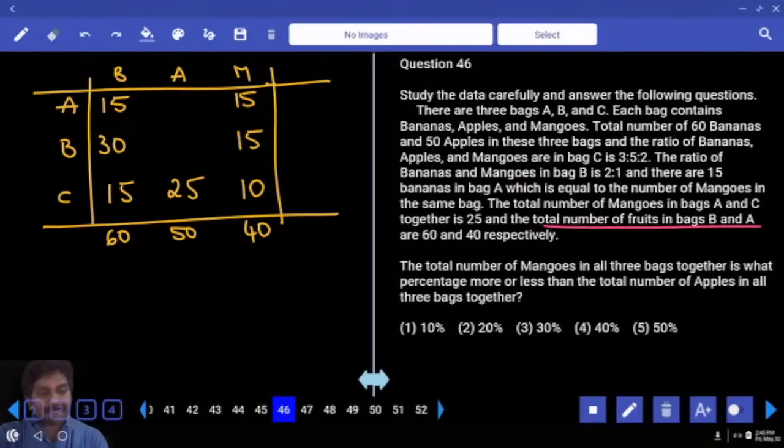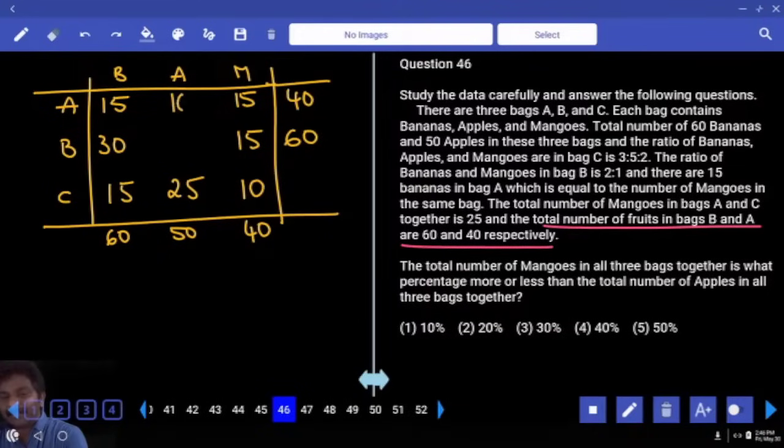Total number of fruits in bag B and bag A are 60 and 40. Bag B 60, bag A 40. Out of 40 in bag A we already have 30. Remaining in bag B, out of total 60 we already have 45. Remaining, right. Apples in all three bags together 10, 15, 25. 50. Condition satisfied? All are right. Here the grand total is 150. In bag C we will be having 50.